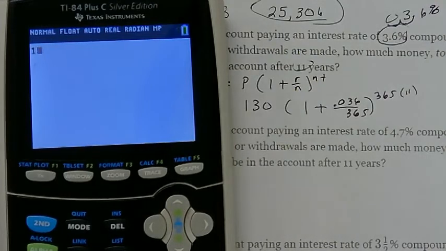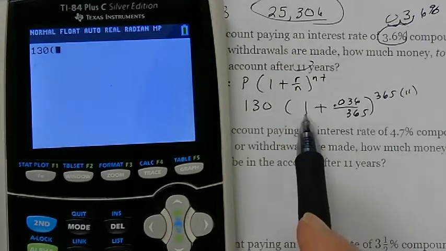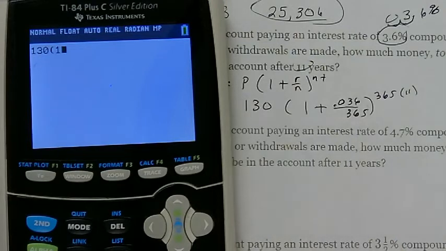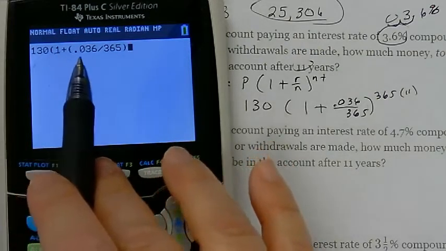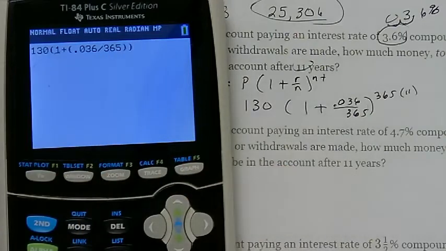So I'm going to have 130 parenthesis. Now I'm going to type this part. So 1 plus, and then for that fraction, I'm going to need to put a parenthesis, 0.036 divided by 365. And that's how I would do it if I don't want to use the fraction key. So this is the 1 plus this part. Now I have to close it out with the parenthesis and take it to the 365 times 11 power.